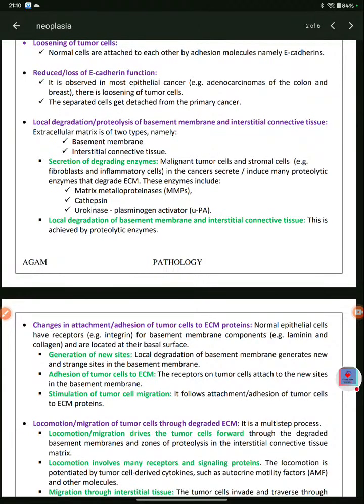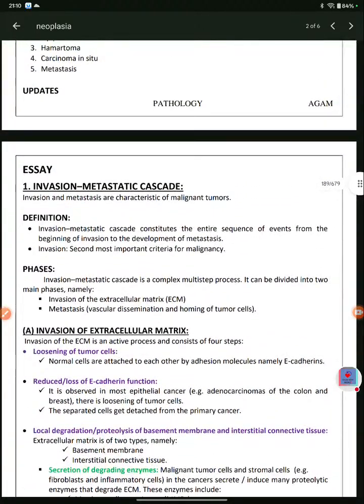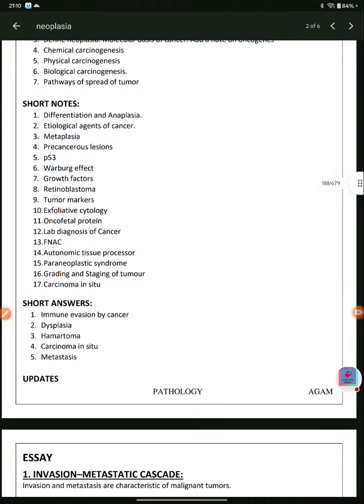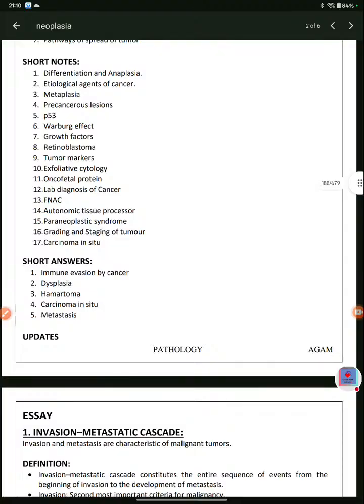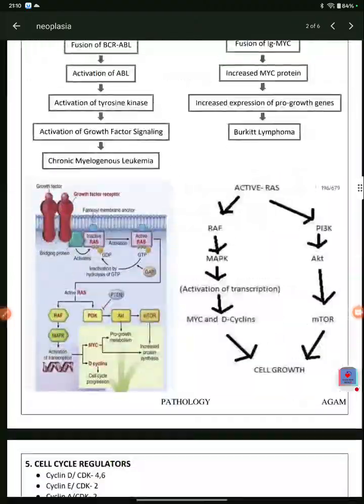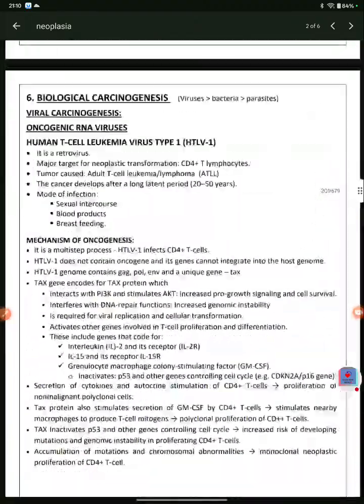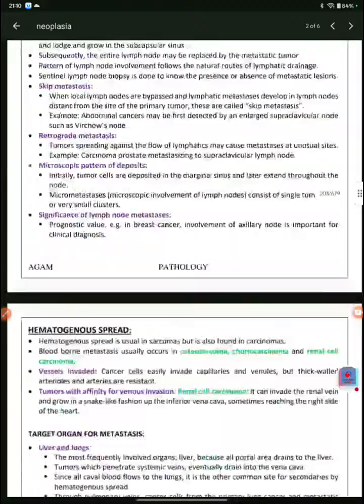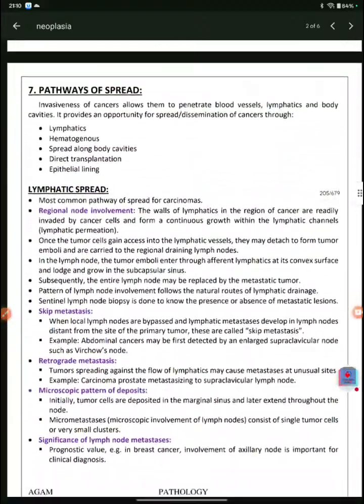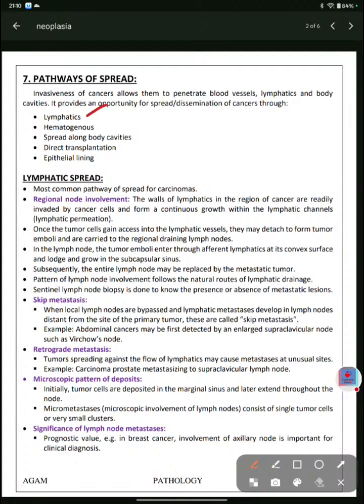Okay, talking about tumor suppressor genes and mode of spread. Pathways of spread: lymphatic spread, hematogenous spread, spread along body cavities, direct transplantation, and along epithelial lining.